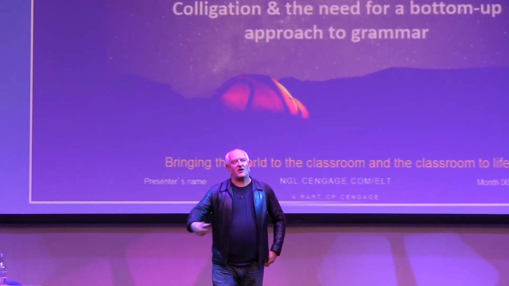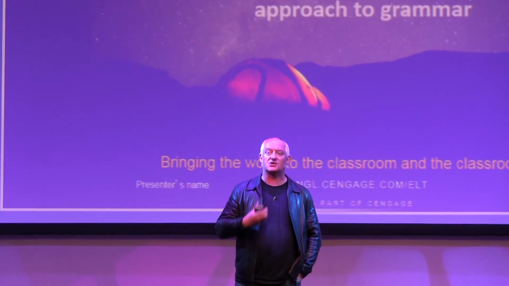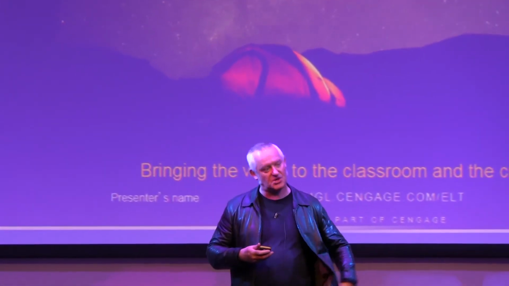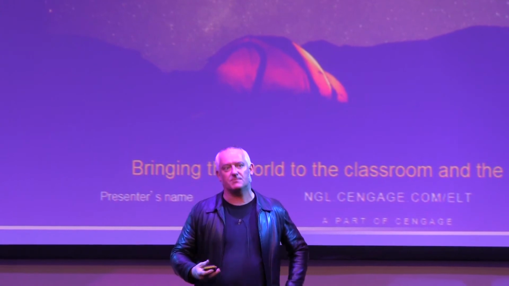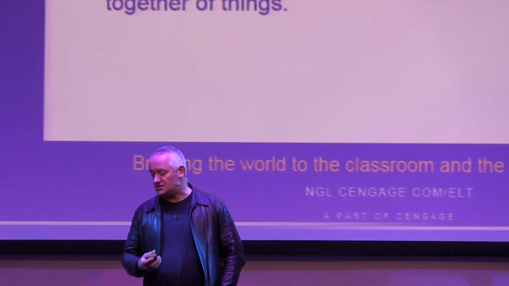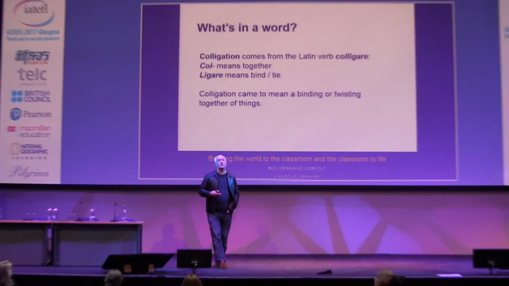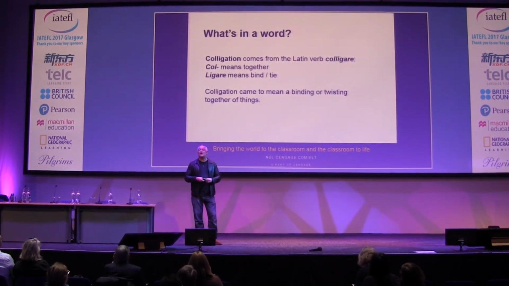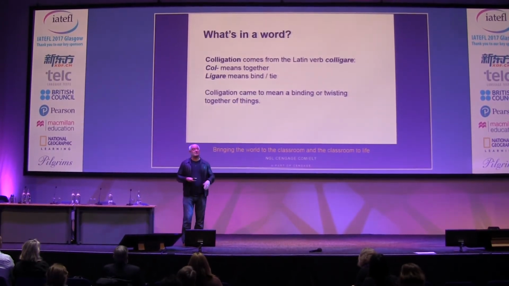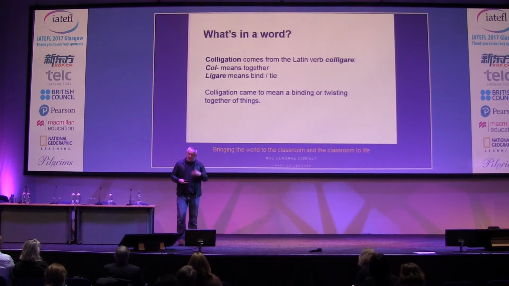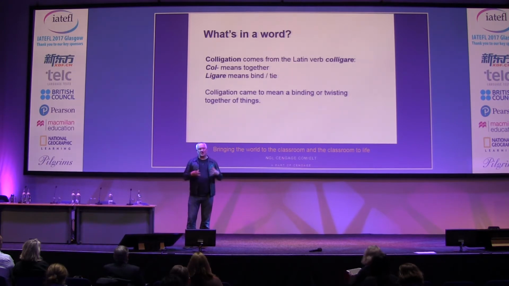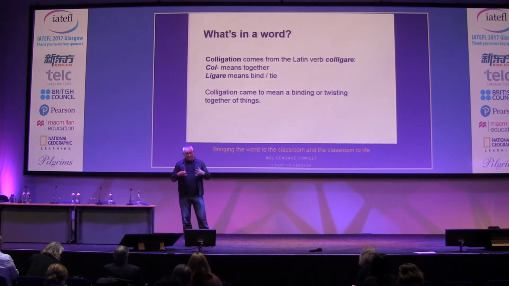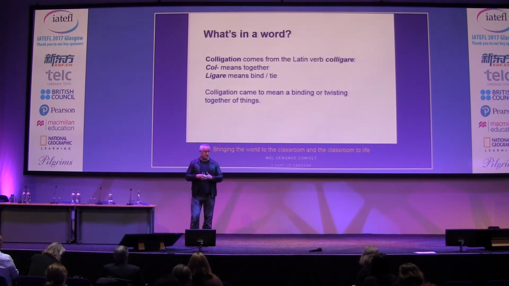If you were one of those assiduous people who decided to look up what colligation was before you came to this session, you might have noticed that it originally comes from a Latin root. It's a word that's been kicking around in the English language since about the 1600s. It comes from the Latin verb colligare, which comes from col, meaning together, this idea of collaborating, I guess, and ligare, which is binding or tying things together.